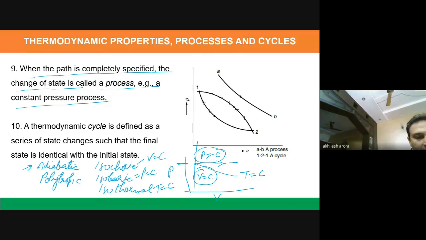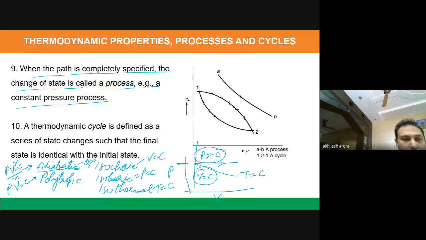If you talk about the adiabatic process, we take the relationship PV^γ is equal to constant. Don't worry if you don't know it or don't remember it. We will talk about it later on. Polytropic process is PV^n equal to constant. When I say adiabatic process, in this particular case, the value of heat transfer is zero.